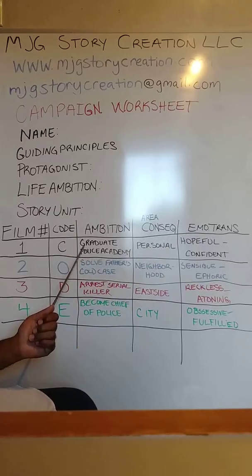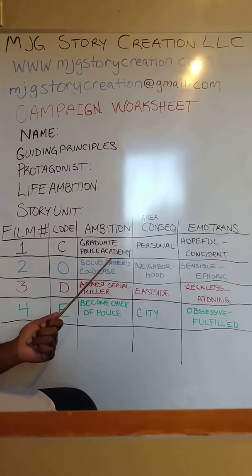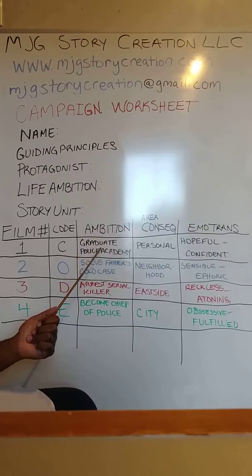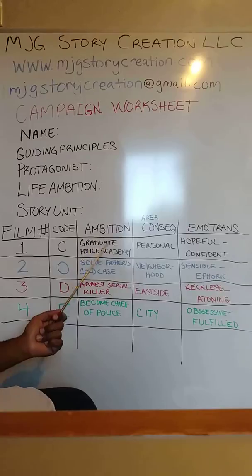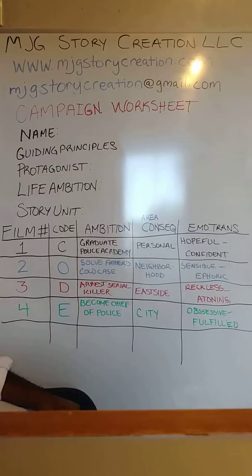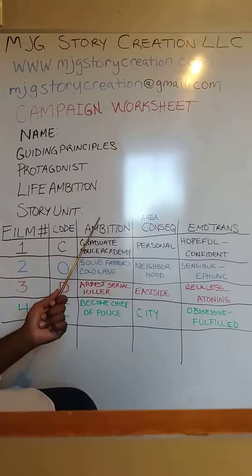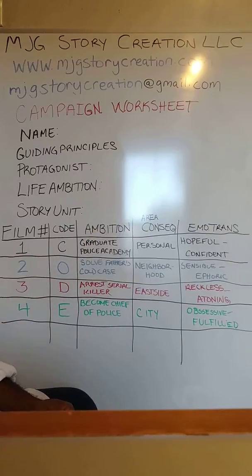His ambition in the first movie is to graduate the police academy. So maybe he has people telling him, or maybe his mother doesn't want him to be an officer because her husband died that way, and she knew what kind of toll that would take on his life. So we've got tension there already. The area of consequence, for the most part, is going to be personal. So it's small. If he fails, then it's a failure on his part, but that failure really doesn't impact anyone else.